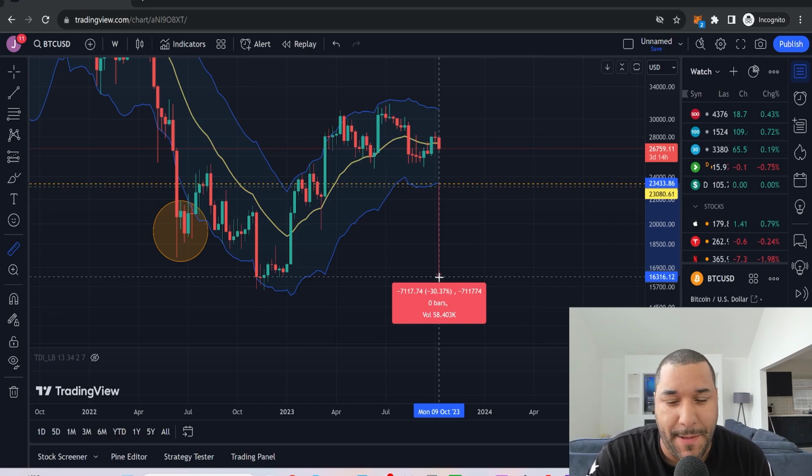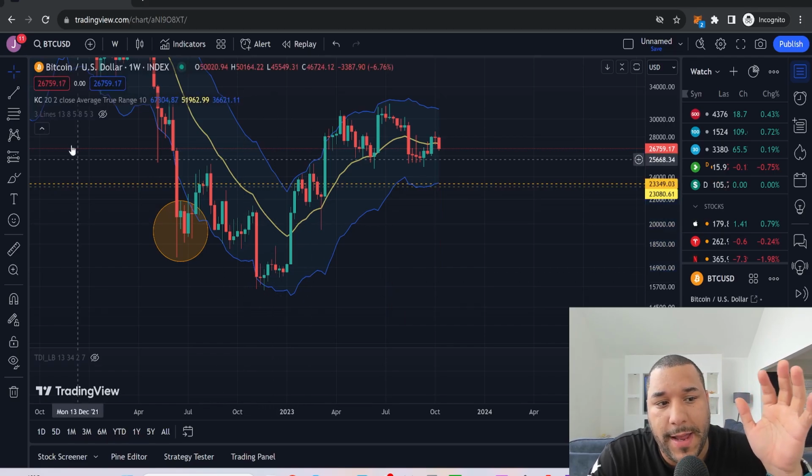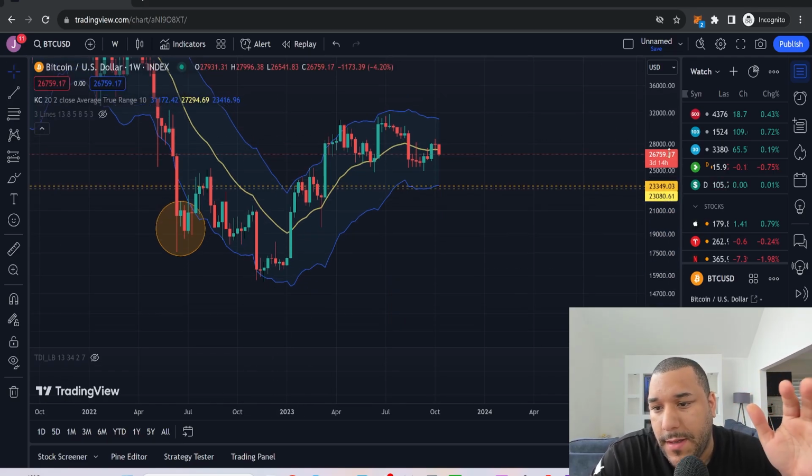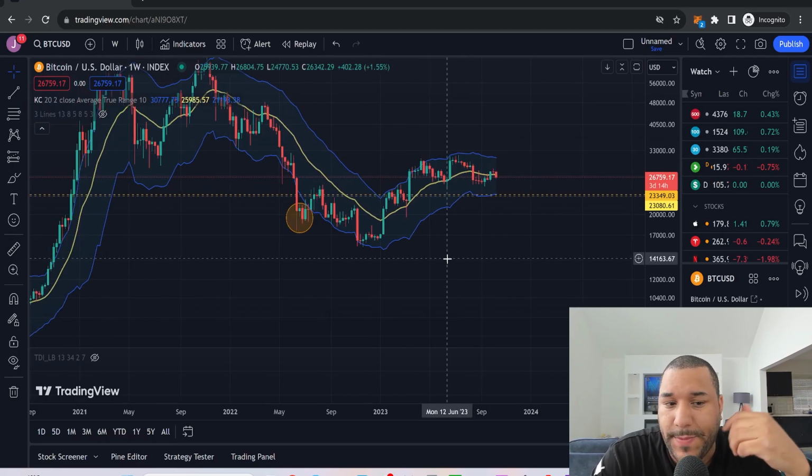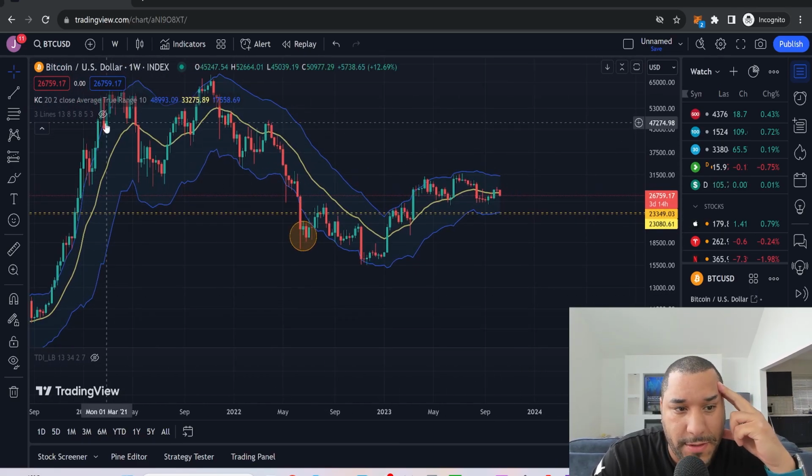I'm not saying this is going to happen. I'm just trying to show you what's happened in the past, right? Because you can get good insight as to how these indicators work and how they move based on past analysis of what it's been doing. So that's the first thing I wanted to look at.